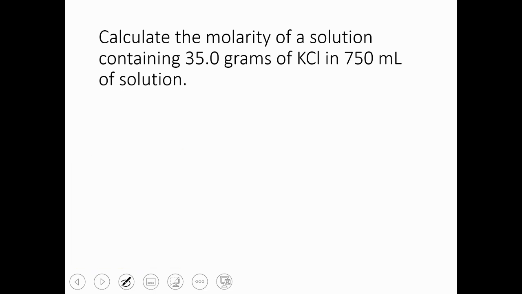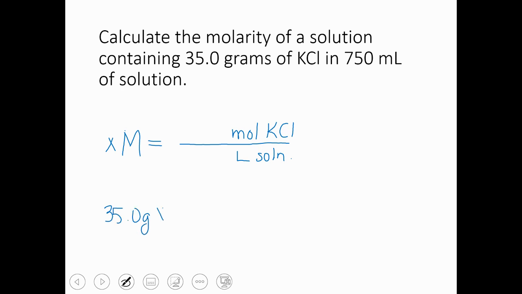So this one: calculate the molarity of a solution containing 35 grams KCl in 750 milliliters of solution. If you're trying to calculate the molarity, you need the moles of the solute, which means we need the moles of KCl. And then we need to divide that by the liters of the solution. So we've got a little bit of converting to do. We've got to convert our KCl into moles. Now we know how to do that, fortunately.